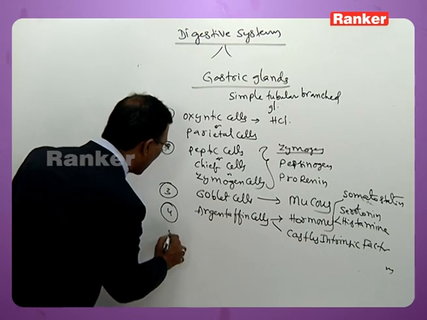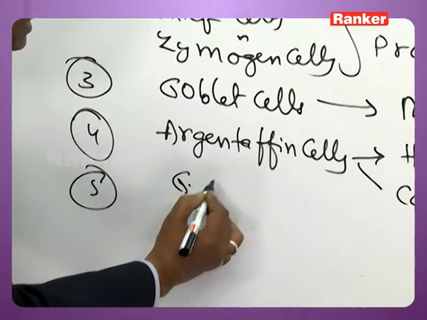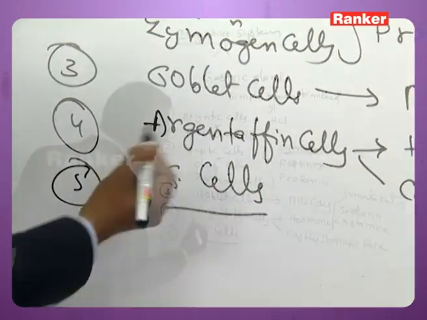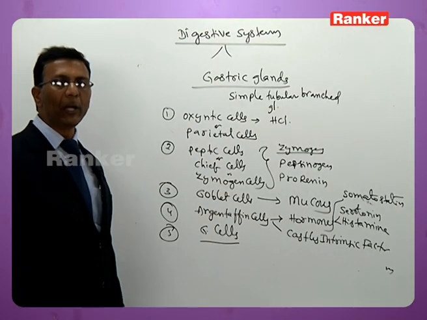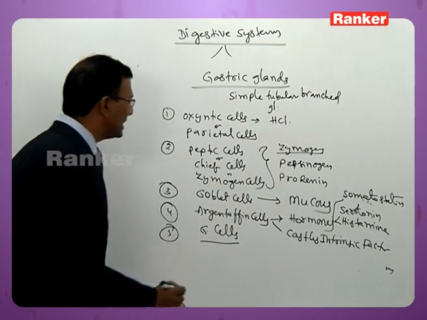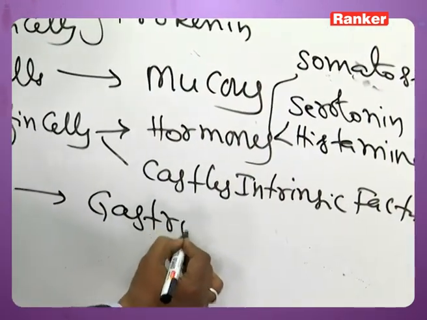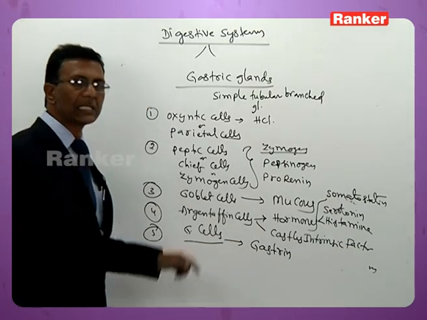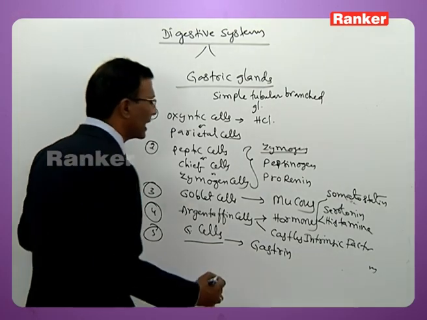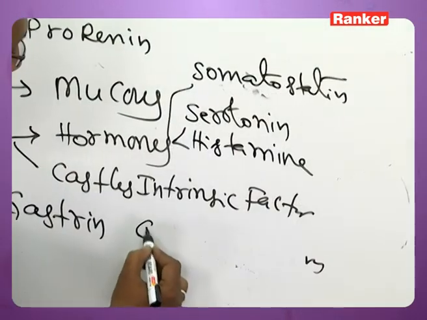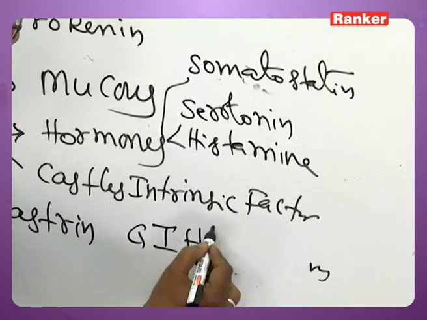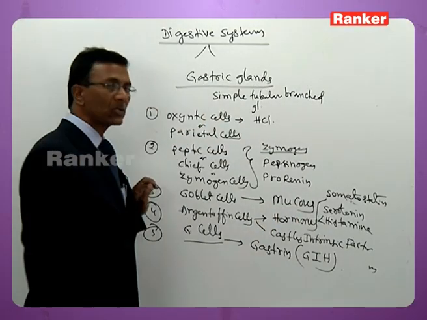Apart from this, there are certain cells called G cells. G cells are mostly present in the pyloric part of the stomach. The G cells synthesize a hormone called gastrin. Gastrin acts as a gastrointestinal hormone. What are gastrointestinal hormones?